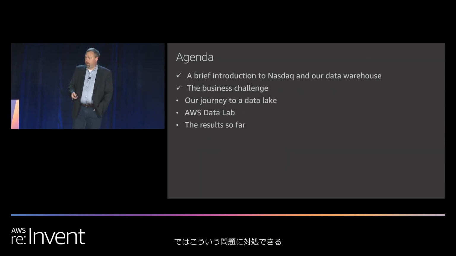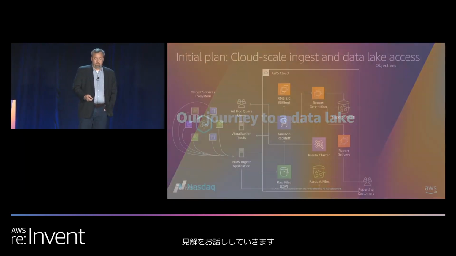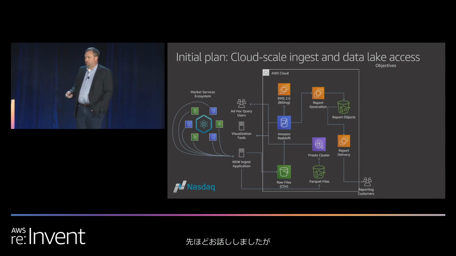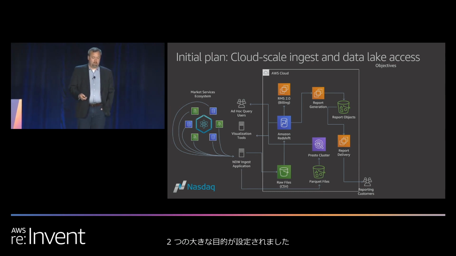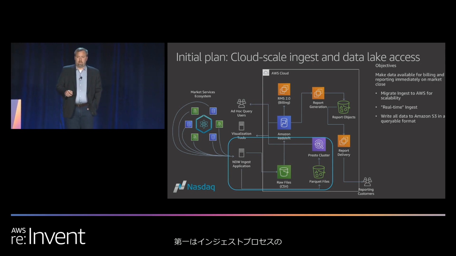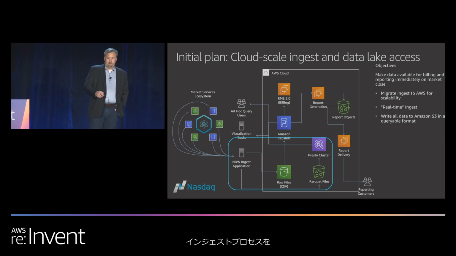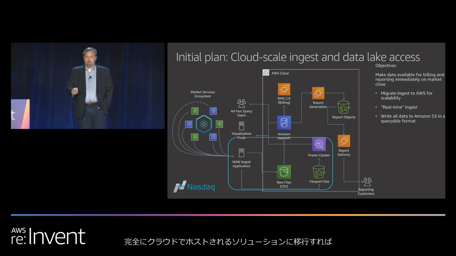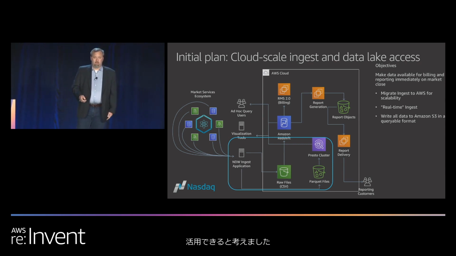So let's take a look at our thinking around the data lake solution that was going to address these issues. This is the high-level architecture that I reviewed with you earlier. And when we looked at this system, we settled on two primary objectives for our data lake project. First objective was to take a look at our ingest process and drastically improve the speed and scalability of that ingest process. And we wanted to do that by migrating it into a fully cloud-hosted solution that would take advantage of the scalability that the cloud provides.